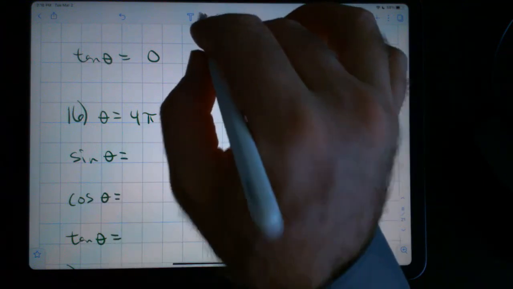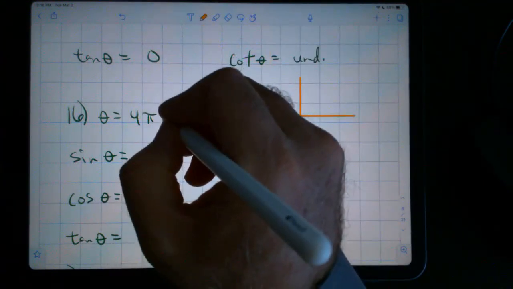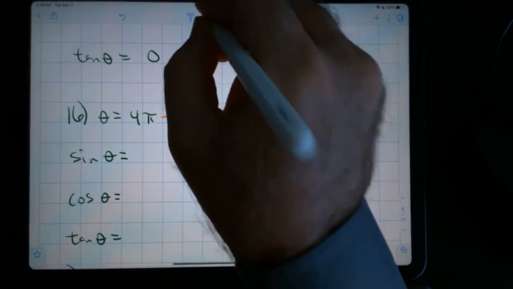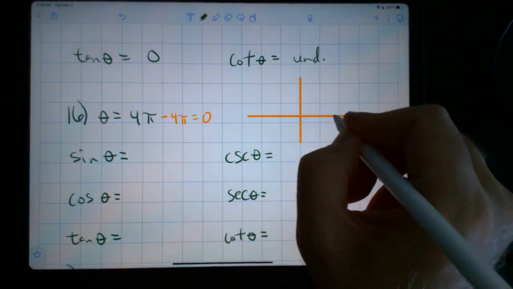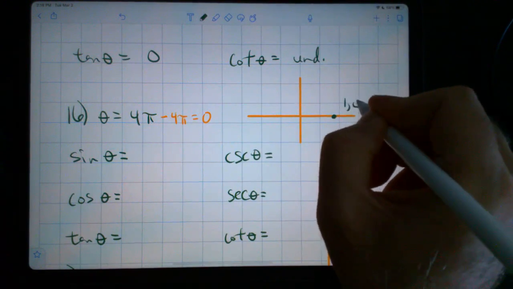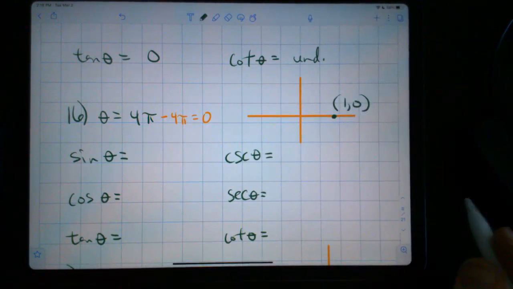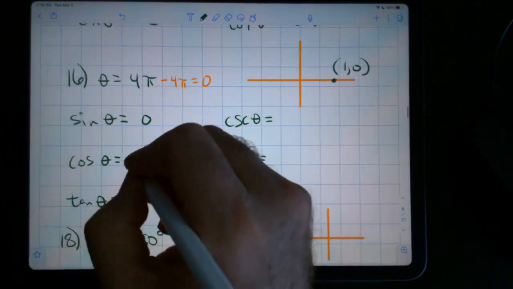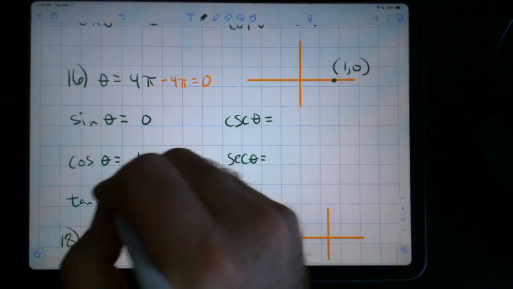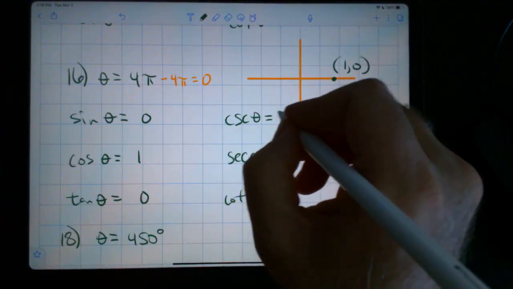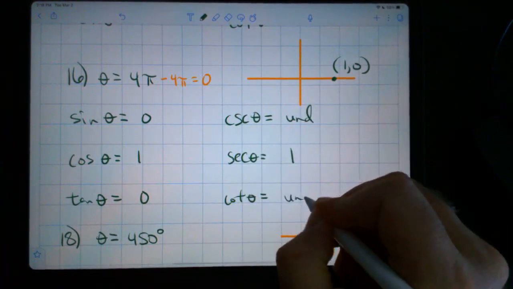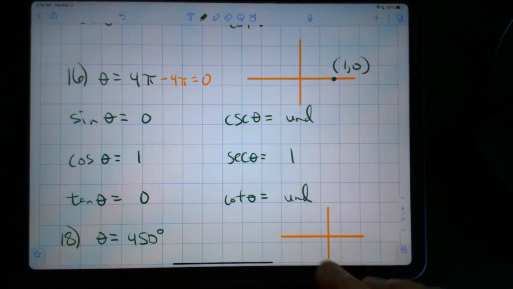4 pi, so we can subtract multiples of 2 pi. And this happens at 1 and 0. So sine is 0, cosine is 1, tangent is sine over cosine, cosecant is undefined, secant is 1, and cotangent is undefined.